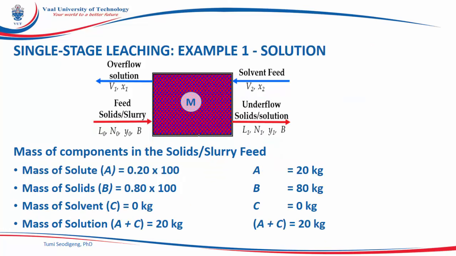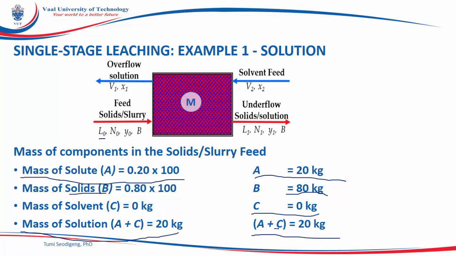Let us start by looking at the mass of components in the solid or slurry feed. We know that in the feed we have 20% solute. We can therefore calculate the mass of A in the slurry feed, and then we can calculate the mass of solids B, which will be the remaining 80 kg. And then we know there's no solvent, and then we can calculate the mass of solution, which is L0, in the slurry feed, which is only the solute because now there's no solvent.